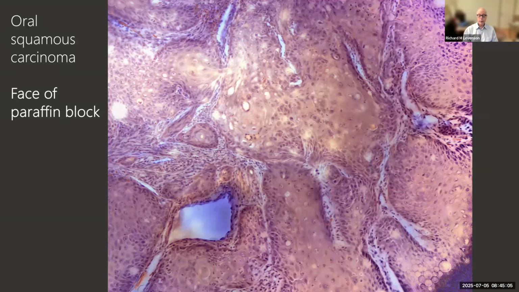Remarkably, many people have paraffin blocks lying around, by the millions. To do research on the stored specimens, you have to make slides from them, but we can actually image the face of the block. So this is an oral squamous cell carcinoma. The tissue is still in the wax. We just get rid of a little bit of the wax at the surface. We image it. We get nice histology, and then the tissue can go back in storage, essentially none the worse for wear.